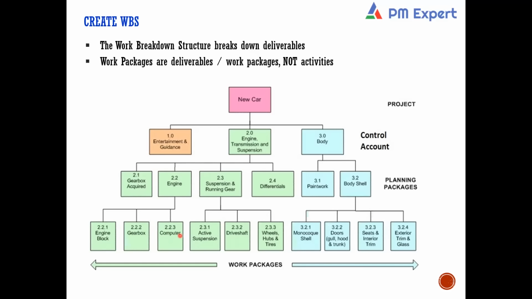Now, in this work breakdown structure, what are the lowest components in every node? These are different nodes: 1, 2, 3. In this node, what is the lowest level structure? Entertainment and guidance itself. Yes. And in this node, what is the lowest structure? Active suspension, drive shaft. These three are the lowest level. These are work packages. So the lowest component in the work breakdown structure is what? Work packages. Or can I say the lowest unit of work is a work package? A work package is like a unit of work, right? Is that okay, Akansha? Yes.